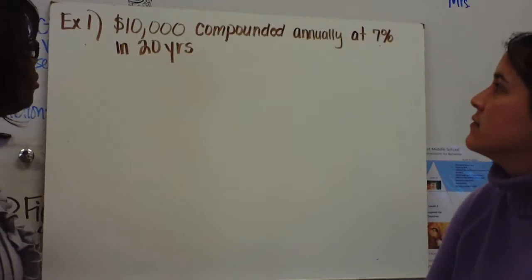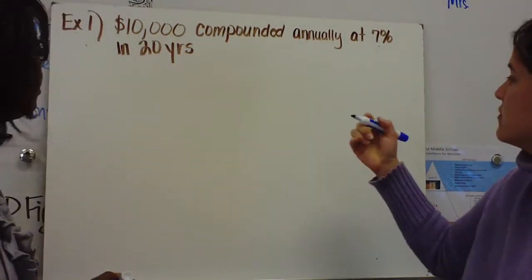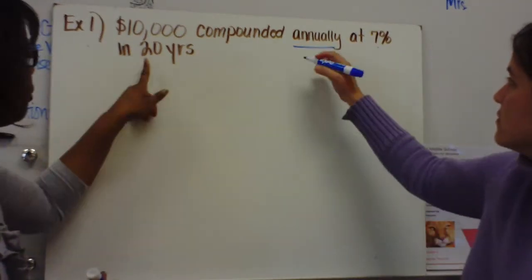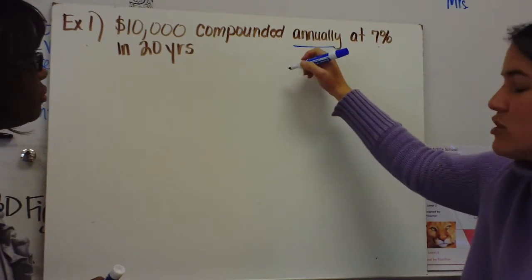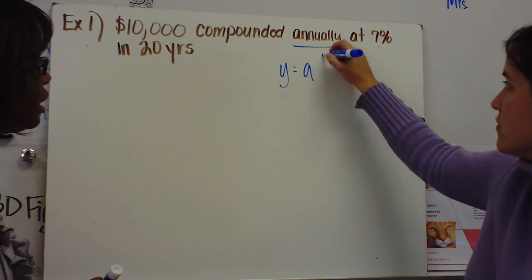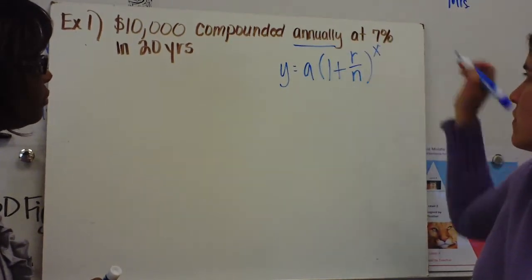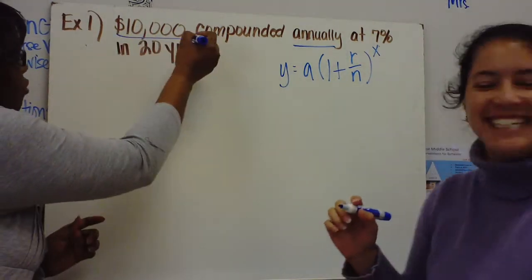So our first example, we have $10,000. It's going to be compounded annually at 7% for 20 years. So we want to figure out how much money we're going to have at the end of 20 years. We want to start with our formula: y equals a times 1 plus r over n to the x. Your a, you're starting out with $10,000.